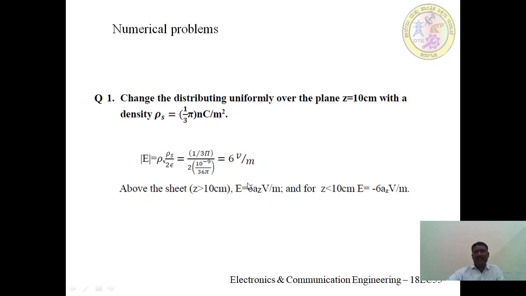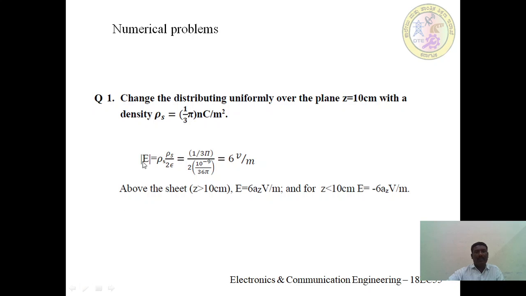First, problem number one. A charge distributed uniformly over the plane z is equal to 10 centimeter with a density rho s is equal to 1 by 3 pi nanocoulombs per meter squared. You have to find out the electric field intensity of the sheet of charge.